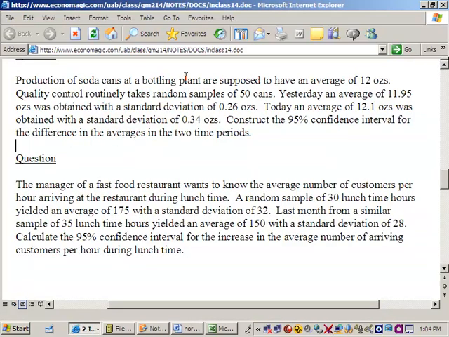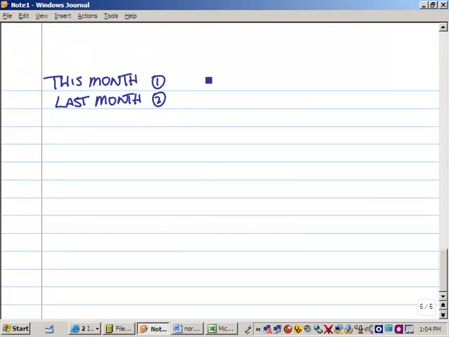Some students like to put the sample first which has the largest average or proportion. It makes things a little easier to handle, but it's not always necessary. But quite often it doesn't hurt. So to arrange a positive difference here, we'll do this month is 1 and last month is 2. This month 30 hours, last month 35.